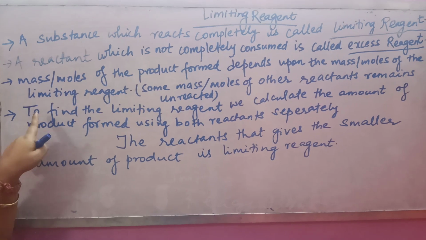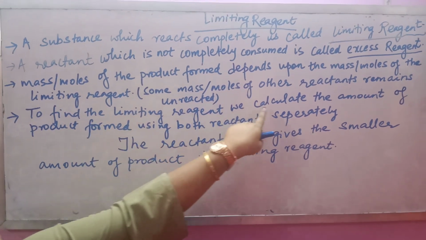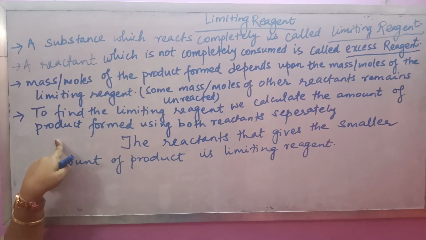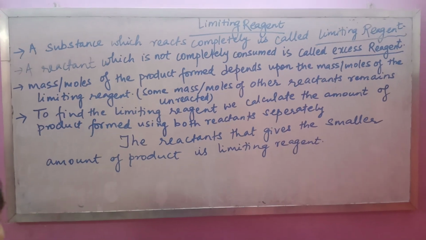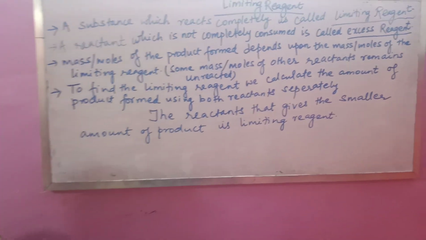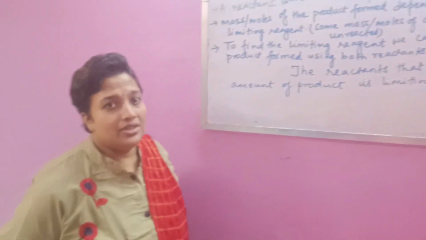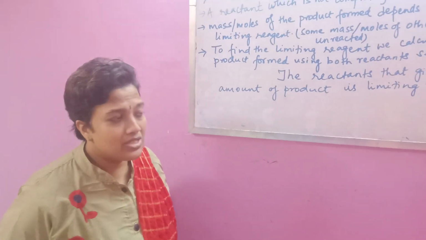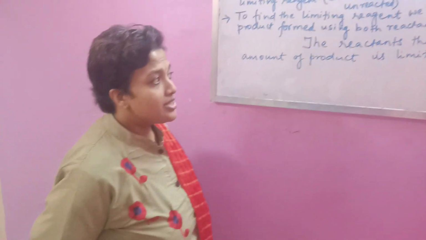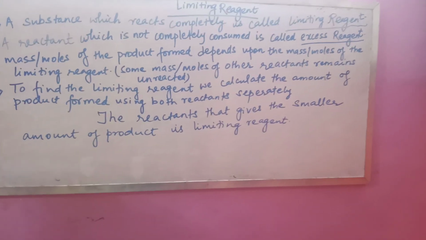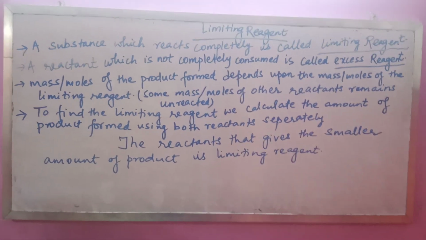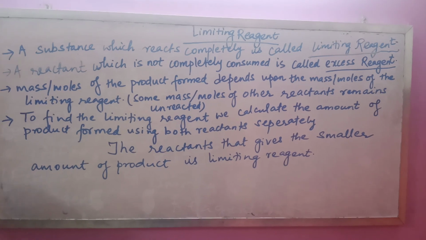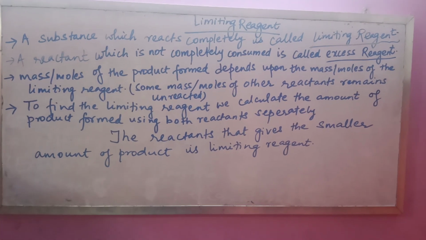For example, to find the limiting reagent we calculate the amount of product formed by both the reactants. Suppose there are two reactants A and B, and if A is forming a lesser amount of the product, that means A will be your limiting reagent. The reactant which leads to the lesser amount of product will be the limiting reagent, and the reactant which is giving more product will not be the limiting reagent.